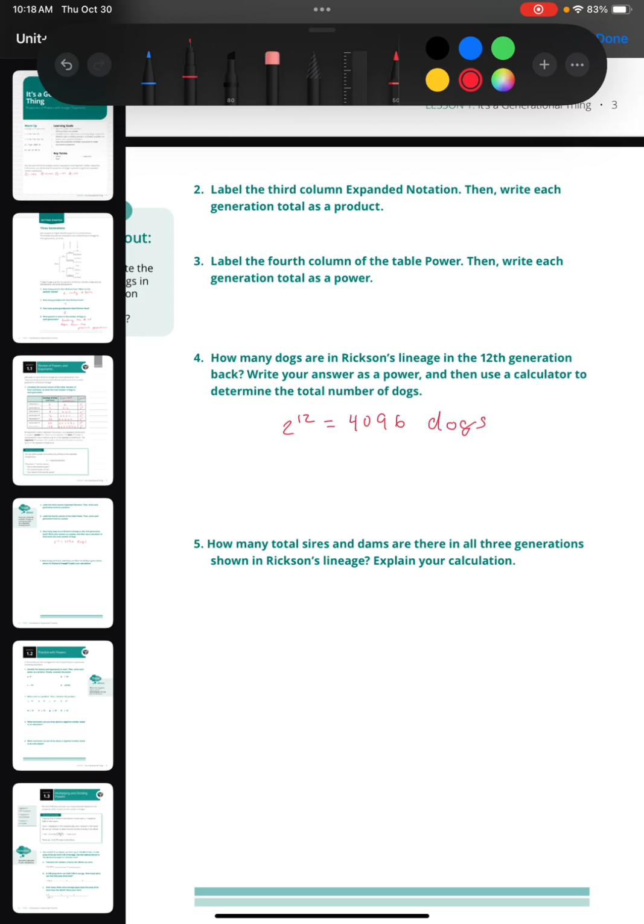Okay, 5 asks us, how many total sires and dames are there in all 3 generations shown in Rickson's lineage? Well, in the 3 generations shown, we had 2 parents, we had 4 grandparents, and then we had 8 great-grandparents. If we add those together, there was a total of 14 dogs in those 3 generations.